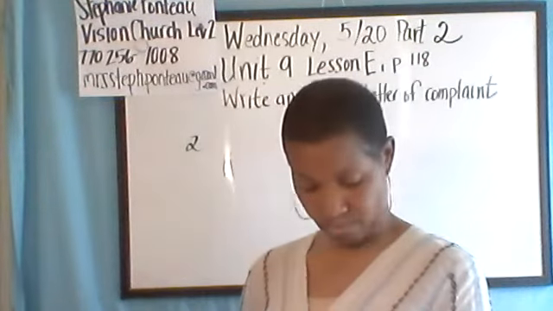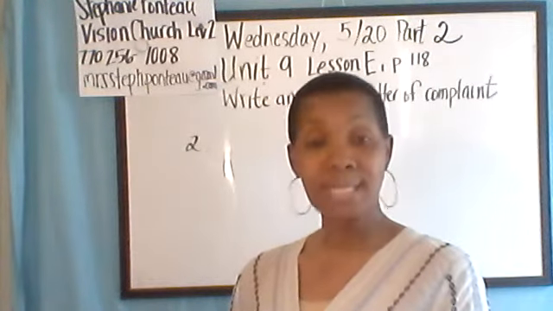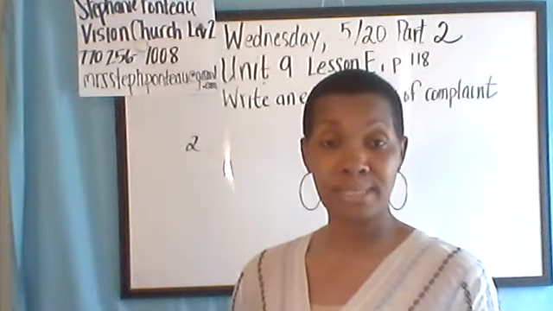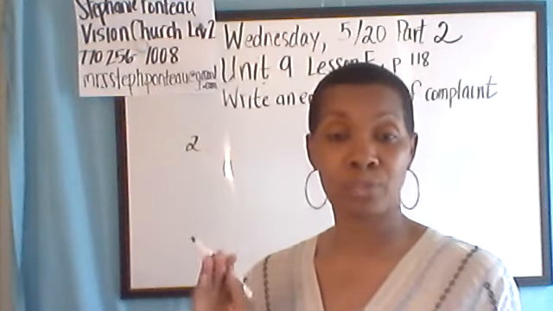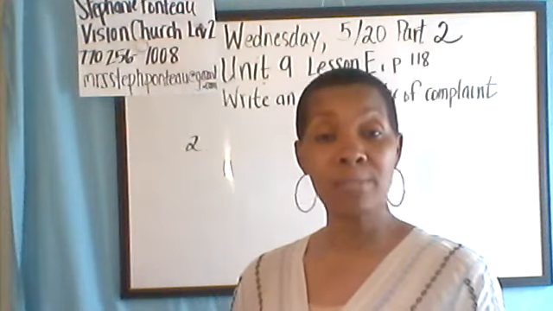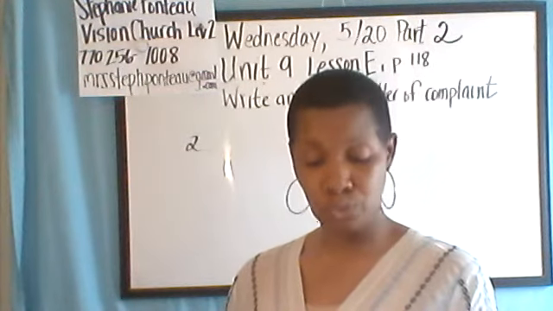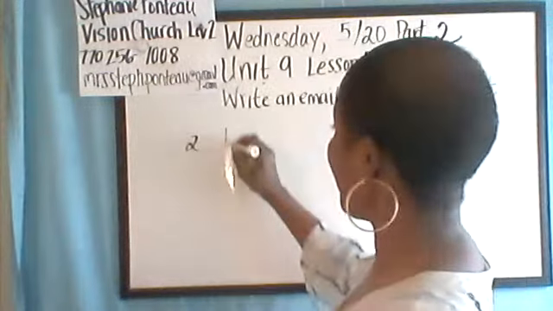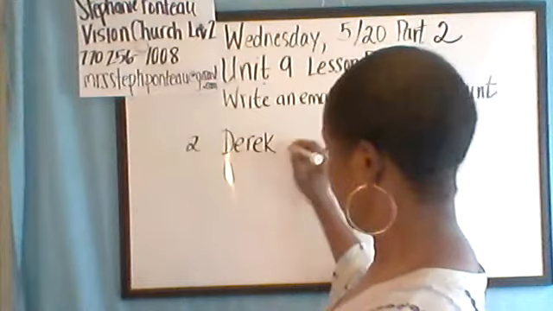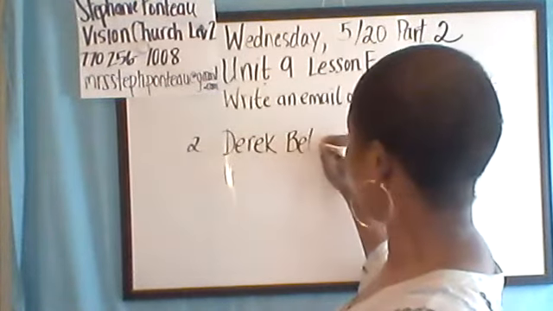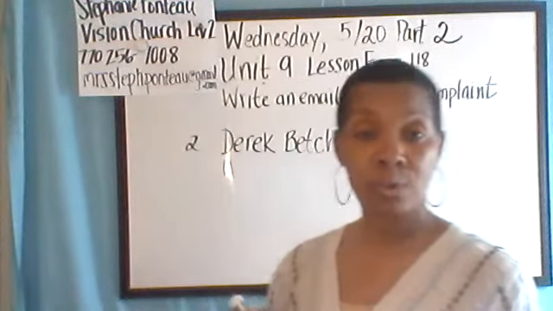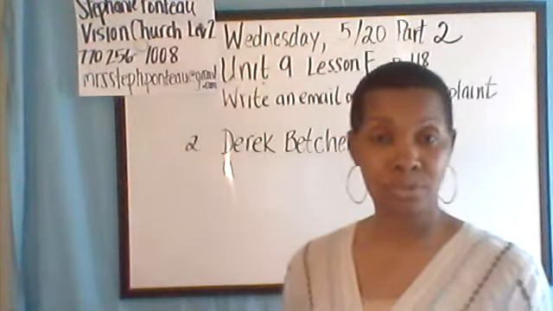Number 2, who is the email to? Now we could write this as a complete sentence, but to save time, I'm just going to write the name. The email is written to Derek Betcher, right? That's the first line of this email, where it says to. That lets you know who the email is going to. And he's probably the landlord or the apartment manager, building manager, something like that.